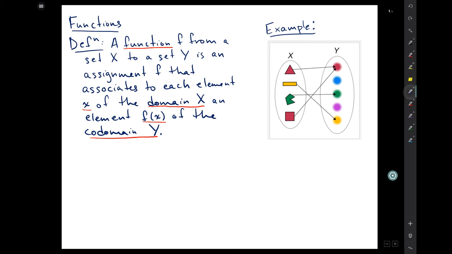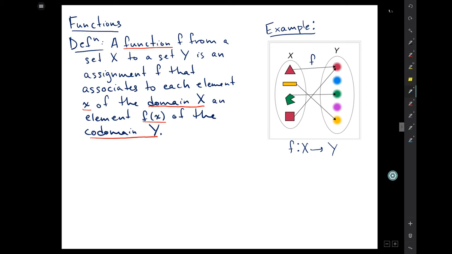Okay, so let's look at one example of this. It's a very abstract example. I have here on the right, I'll call this function f. And so this f goes from the set X to the set Y. My set X is this collection of colored shapes. My set Y is just a collection of colors, and my assignment is assigning to each shape its color. So the red triangle goes to red, the yellow rectangle goes to yellow, the green something shape goes to green, and the red square goes to red.